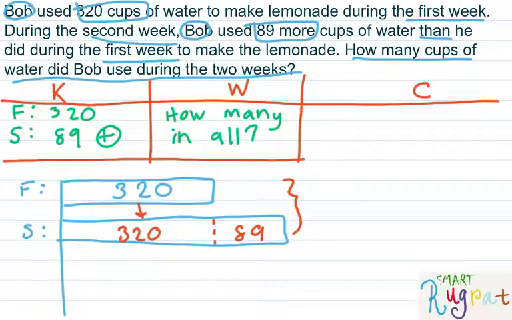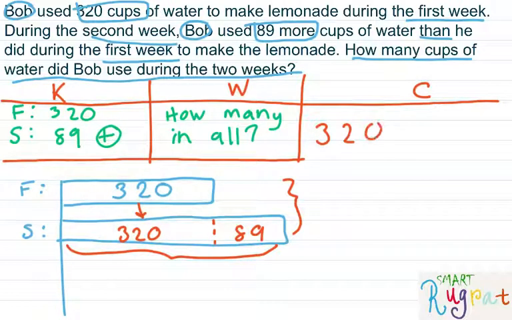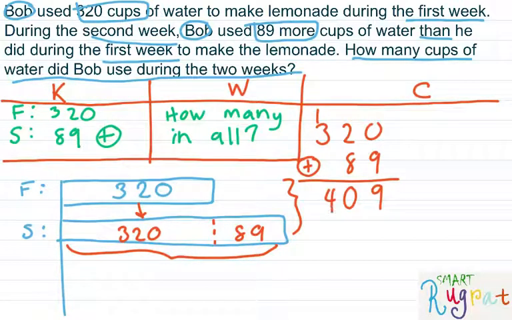So first we have to figure out how much he used on this week. So 320 plus 89. 320 plus 89. You can continue doing the dot strategy. It's kind of hard with the pencil that I'm using for my iPad, so I'm not going to do that. But 0 plus 9 is 9. 8 plus 2, 10. 3 plus 1, 4. So we know that this is 409.